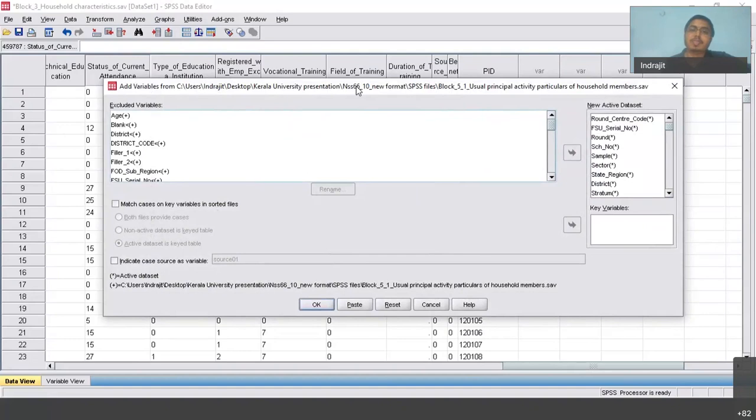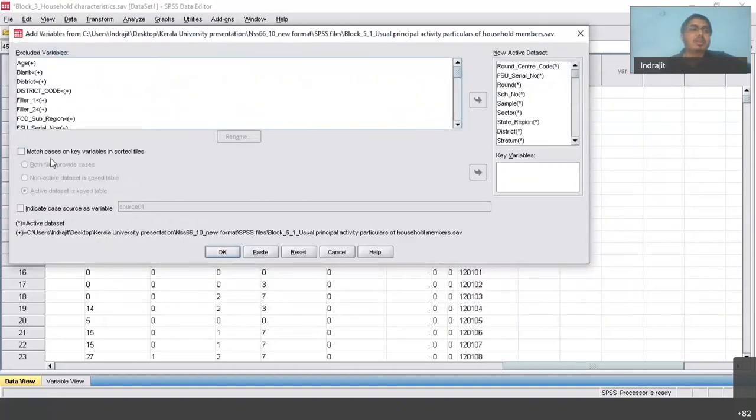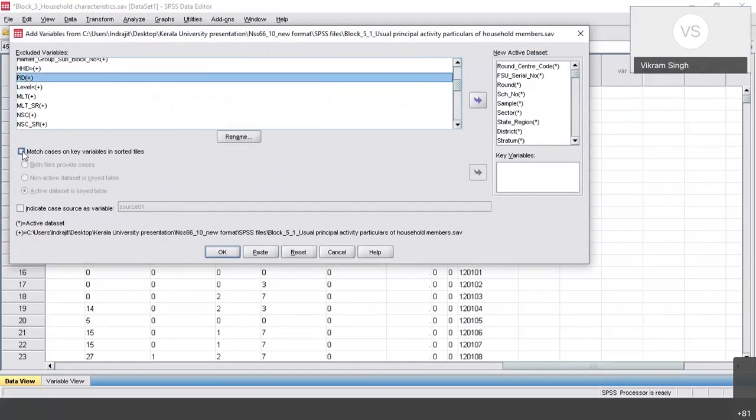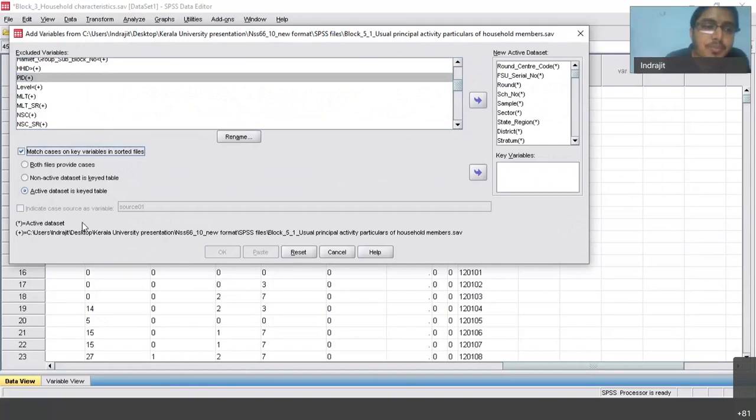Fantastic. So now, which one is our common variable? Merge key variable. Anyone? Dr. Bikram Singh? Sir, PID. PID is key. Yes, PID is my common variable. Fantastic. So I have PID here. Now you tell me, which option should I click? I have three options: both files provide cases, non-active dataset is key table, active dataset is key table. Which option should I choose for this merging? So I think the first one, both files provide cases.